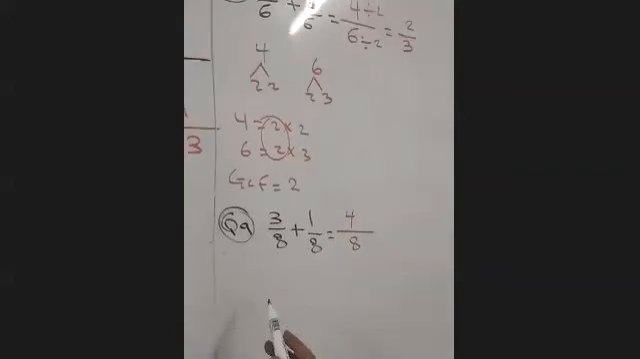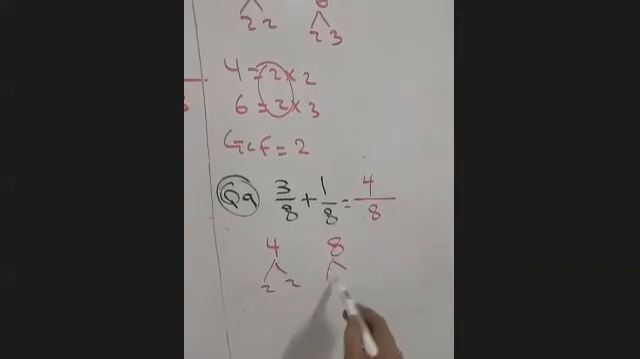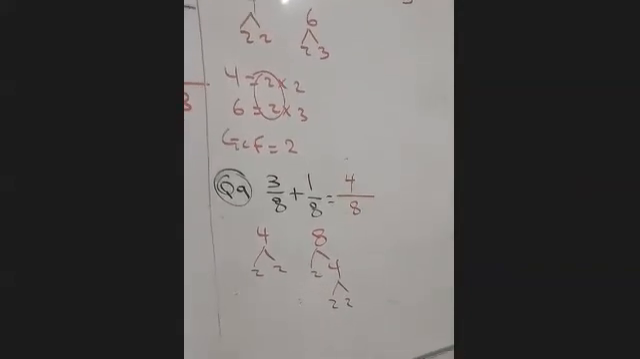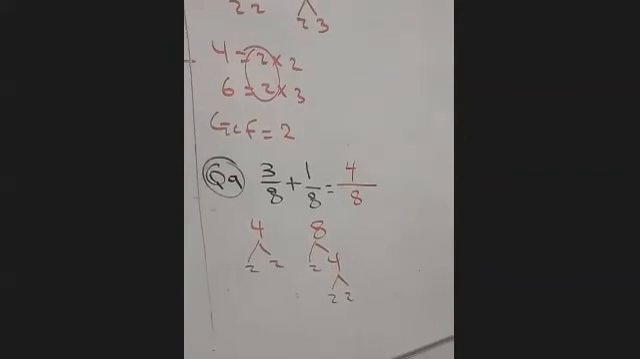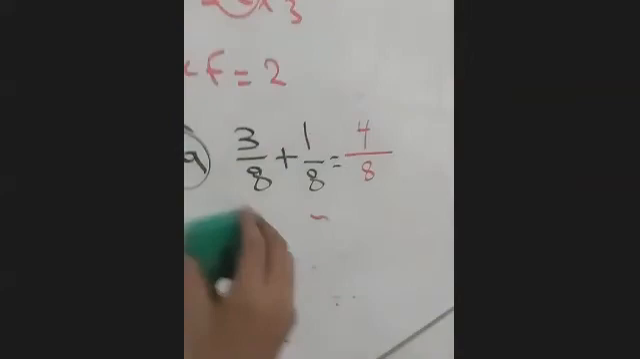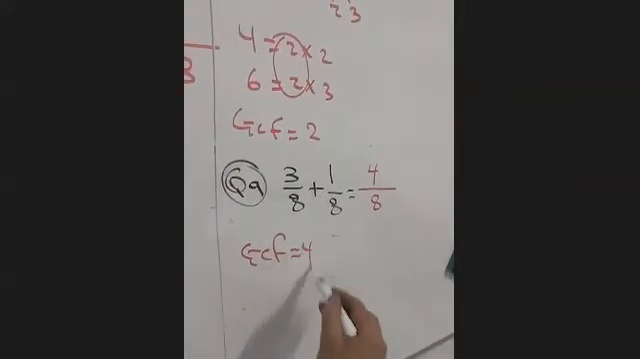And how is the answer found? By finding the GCF. The 4 is 2 by 2. The 8 is 2 by 4. No need, we know it. What's the GCF? Do you know? Yeah, 4. The GCF is 4. So the GCF, guys, is equal to 4, right?